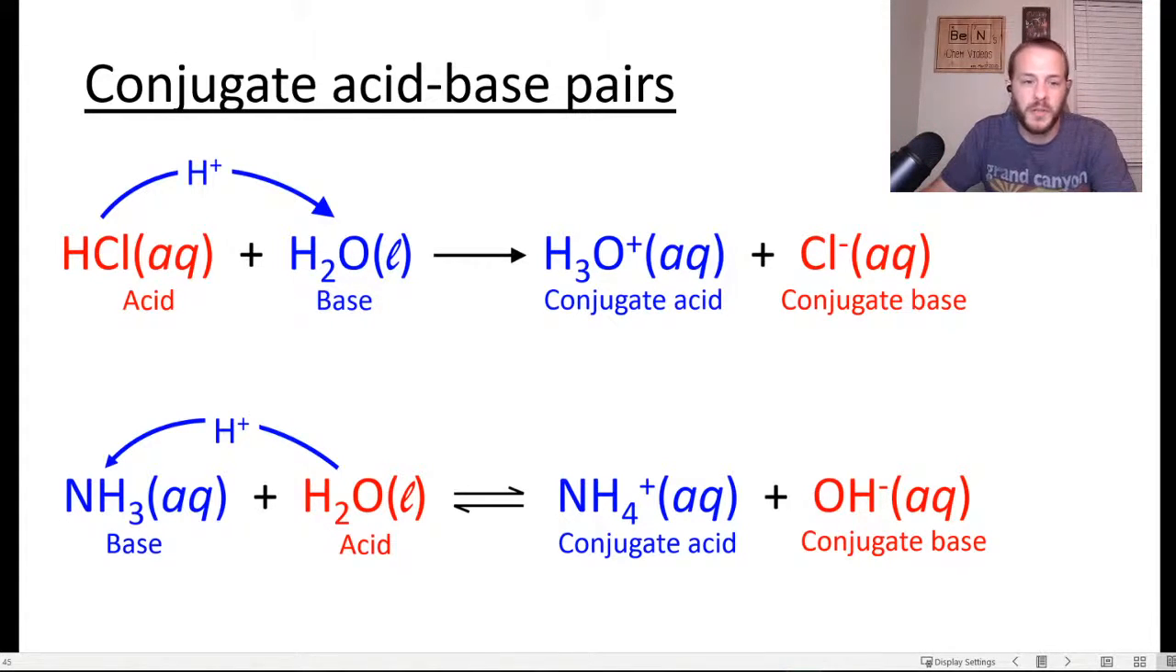And then, of course, you have water, which in this reaction is acting as the base, and H3O plus, the hydronium ion, that's the conjugate acid of water. And then here down below, the other reaction with ammonia and water. Ammonia is the base, water in this case is the acid, and then the conjugate acid of the base ammonia is NH4 plus. It's basically the substance that results when the ammonia, the base, has accepted a proton from the acid. And then over here you have the conjugate base of water, which is the hydroxide ion, OH minus, the base that's left over once that acid, in this case water, has donated its proton away.